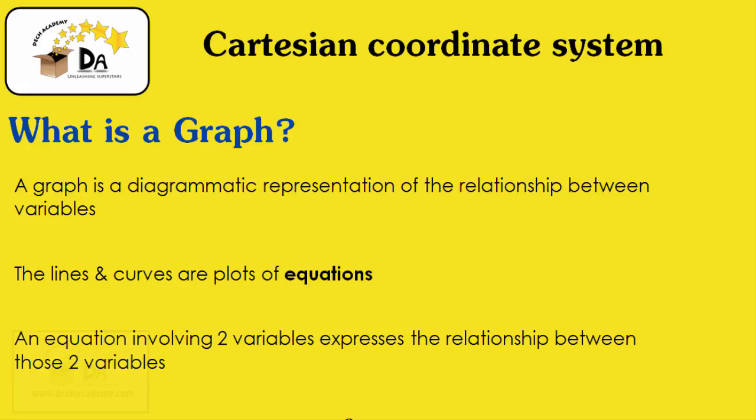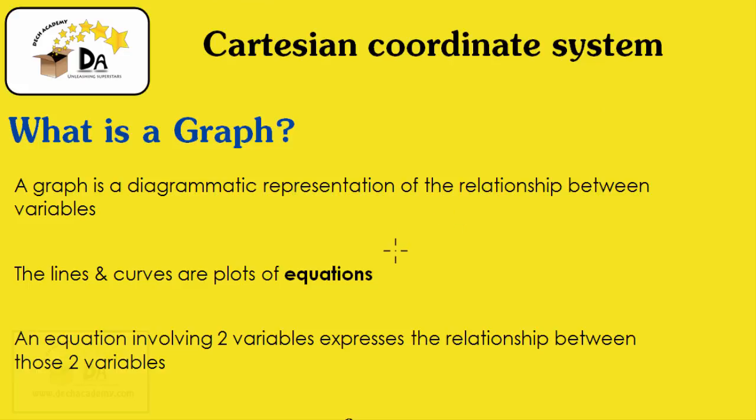This video deals with the Cartesian coordinate system, and this system is essentially used for the representation of points on a graph. What is a graph? Well, with respect to the kind of graphs we're going to be looking at, a graph is a diagrammatic representation of the relationship between variables.